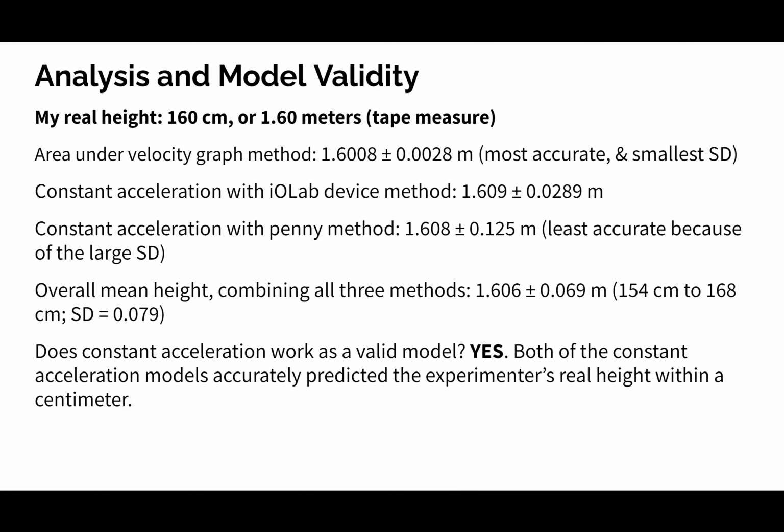And I agree that constant acceleration does work as a valid model because both of the constant acceleration models were able to accurately predict my real height within a centimeter when we look at both of these averages here. So I think that's actually quite impressive to get my height within a centimeter.